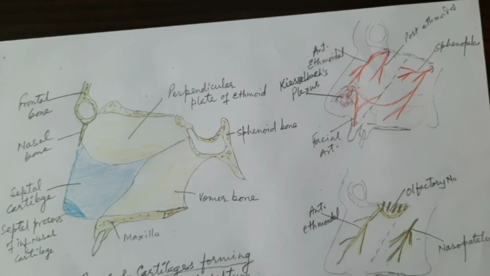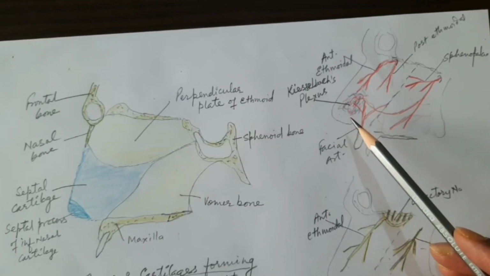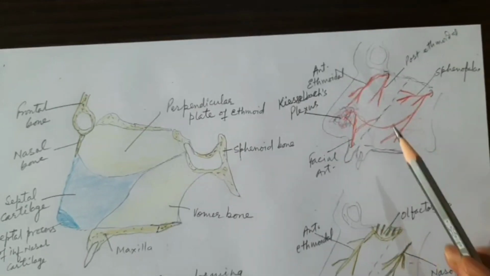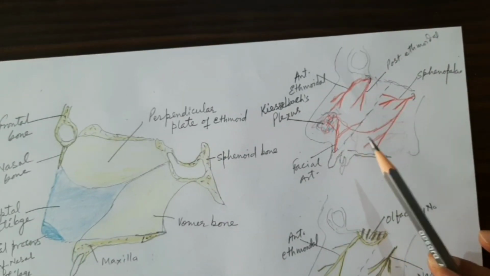Okay, so many arteries come and form a plexus, and this may lead to epistaxis, mostly during the summer season, which is bleeding from the nose. Okay, so this is the first applied importance in relation to the median nasal septum.